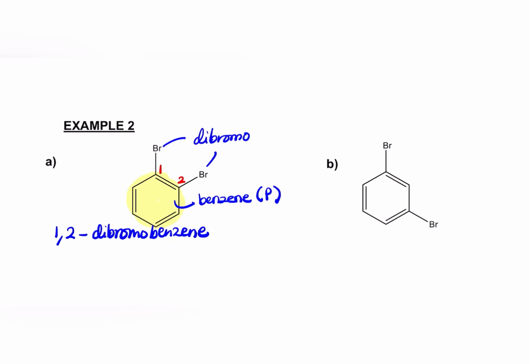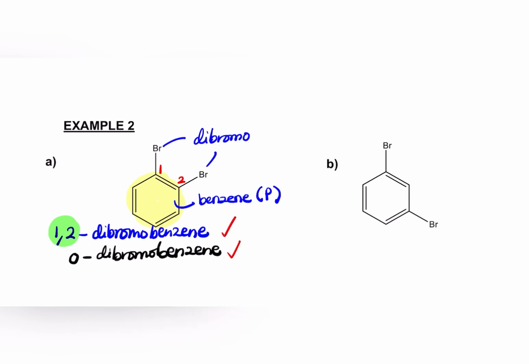Now, I'm going to let you know that if you realize here, position carbon number 1, 2 here can be named in a different way, which is ortho. So if I want to give the name for this structure by using the ortho-meta-para system, I'm going to write it down as ortho, O dash dibromo benzene. So both namings are correct.